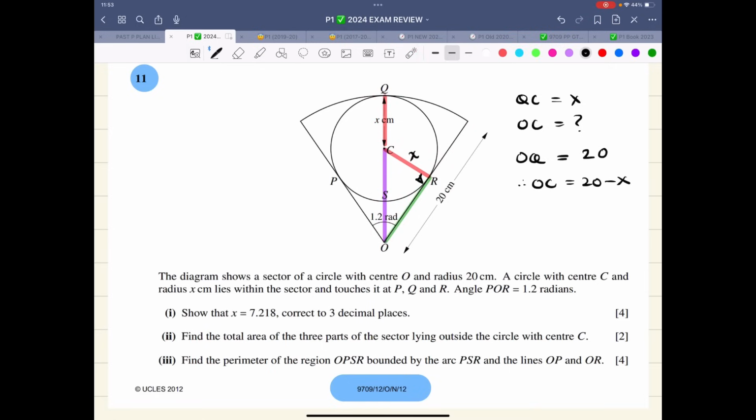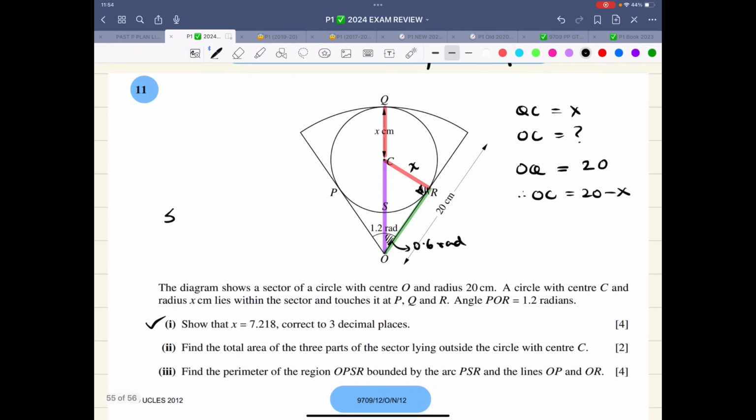And then there is a 90-degree angle because radius is perpendicular to tangent, and this angle becomes 0.6 radians. So I'm just proving the first part, that sine of 0.6 is equal to x divided by 20 minus x. So I'm grabbing my calculator. Make sure it's in the radian mode. This is 0.6, and I'm pressing the button for sine. That comes out to be 0.5646.